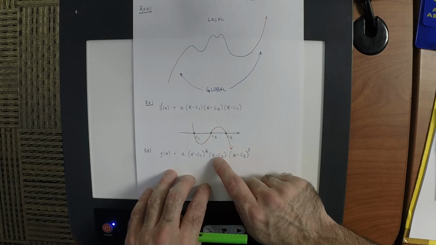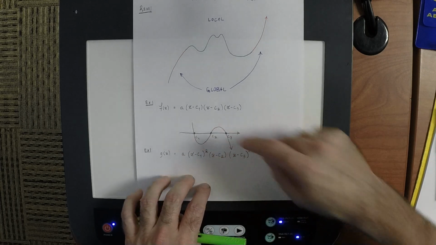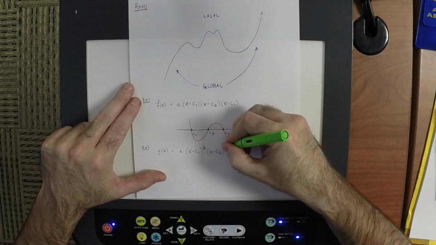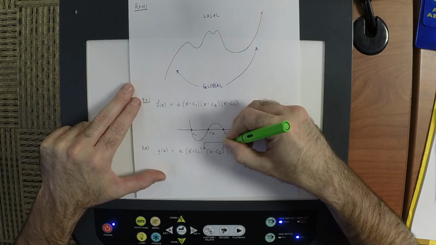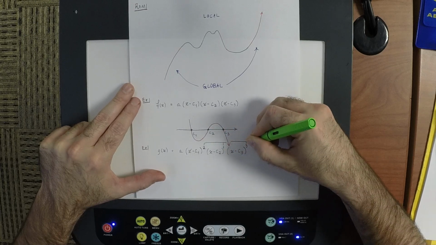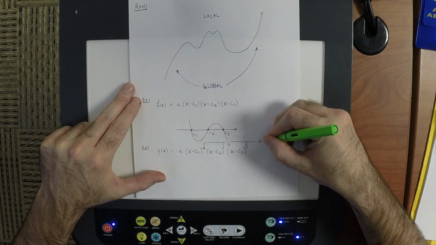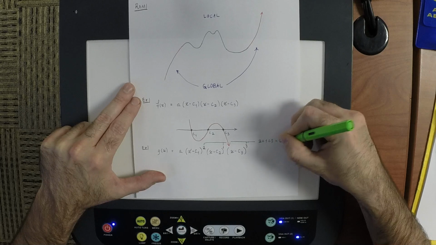What's its exponent, by the way? 1. And this one needs to be counted 3 times. So if I write the implied exponent right there of 1, then 2 plus 1 plus 3 is 6. That's its degree.